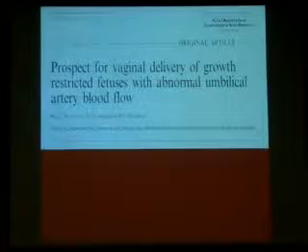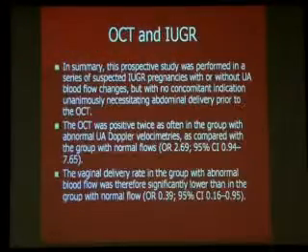So what's the prospect of vaginal delivery of growth-restricted fetuses with abnormal umbilical artery blood flow? This was a study published 5 years ago, and what they did find out is that they can be delivered vaginally, but if there was an abnormal flow, the vaginal delivery rate was lower and the C-section rate was higher. So just anticipate a C-section if the Doppler flow is abnormal.